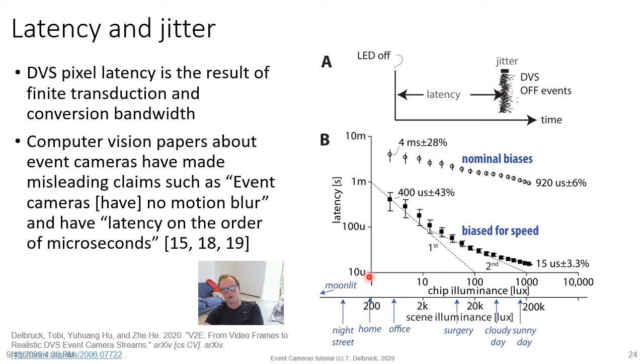And it's very important to realize as a user that this is chip illumination. Once you go through the lens and optics and refer that back to scene illumination, you can see that this represents a sunny day, this represents office illumination conditions, and this is a night street. So under home illumination conditions like your living room at night, you can expect pixel latencies on the order of a few milliseconds from a DVS pixel, not sub-microsecond. It's still quick, but it's not like super duper quick.